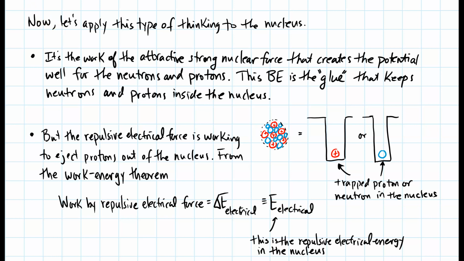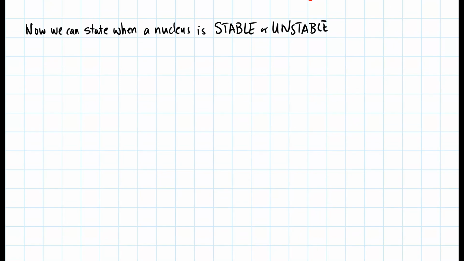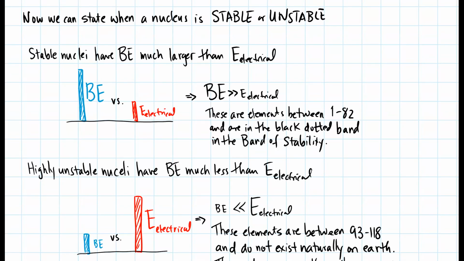So let's draw a picture of this electrical energy. If I have fewer protons in the nucleus, that means there's less repulsive electrical energy in the nucleus. Therefore, its electrical energy bar is small. But if I have more protons in the nucleus, I have more repulsive electrical energy in the nucleus. Therefore, my bar is bigger for electrical energy. Now we can state when a nucleus is stable or unstable by looking at the binding energy versus the electrical energy contained within the nucleus.